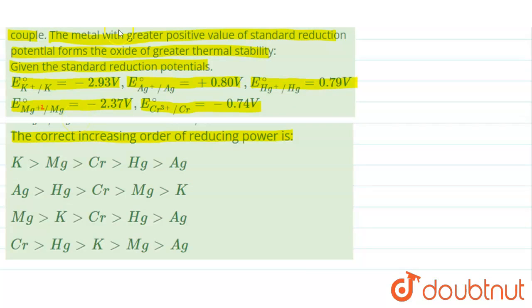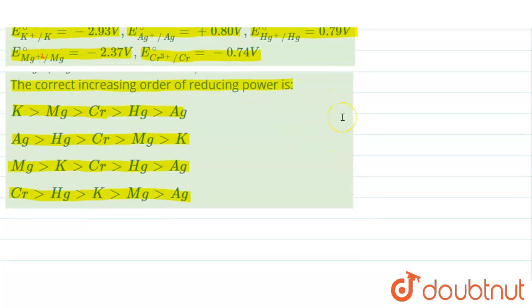The correct increasing order of reducing power is, over here: K greater than Mg greater than Cr greater than Hg greater than Ag. Then Ag greater than Hg greater than Cr greater than Mg greater than K. Then Mg greater than K greater than Cr greater than Hg greater than Ag. Then we have Cr greater than Hg greater than K greater than Mg greater than Ag. So now we have to find the increasing order of reducing power.